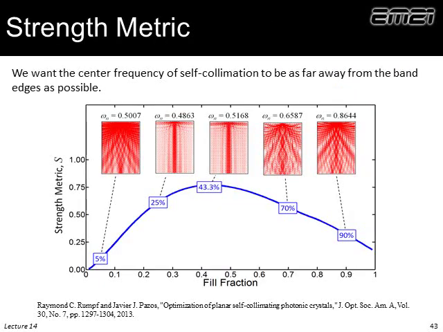Okay. Here, we're plotting this strength metric as a function of fill fraction of the lattice. We have a homogeneous lattice here and a homogeneous lattice here, so we'd expect really not to see any self-collimation. So we plot that strength metric. Remember, the strength metric is higher when our inflection point is away from the band edges. As we change fill fraction, we see the inflection point moves away from the band edge, hits a maximum, and then goes back down. If we plot how this lattice looks self-collimating at different points, what we see is that it really does look better at this maximum point.